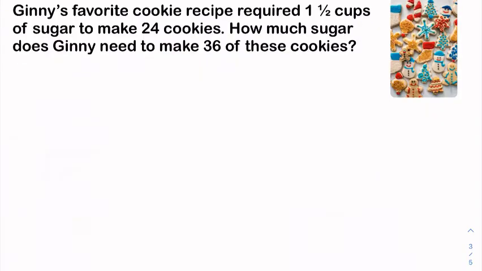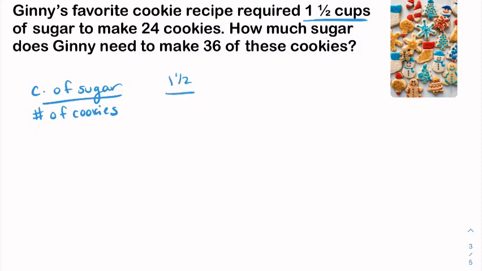Ginny's favorite cookie recipe required 1 1/2 cups of sugar to make 24 cookies. How much sugar does Ginny need to make 36 of these cookies? So I'm going to put my cups of sugar on top and my number of cookies on the bottom. So the information in the problem tells me 1 1/2 cups of sugar is used for 24 cookies. I'm looking for the sugar, so I'm going to put my variable x right here when Ginny makes 36 cookies.